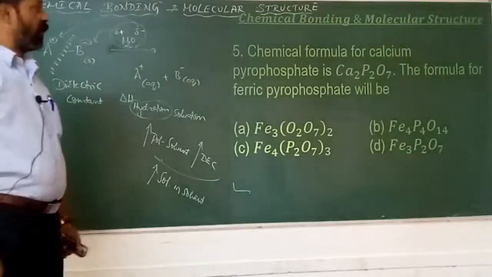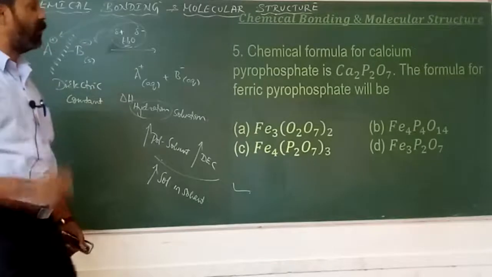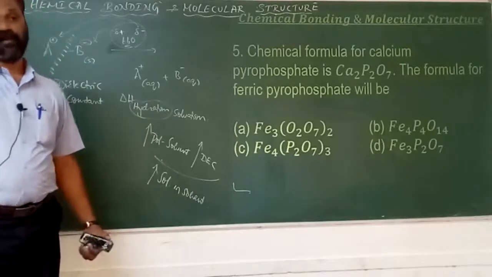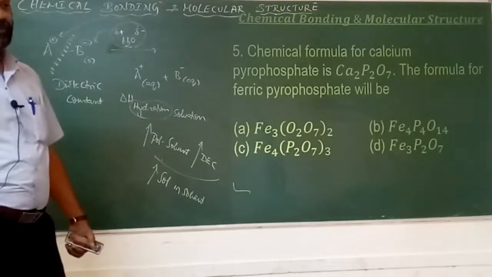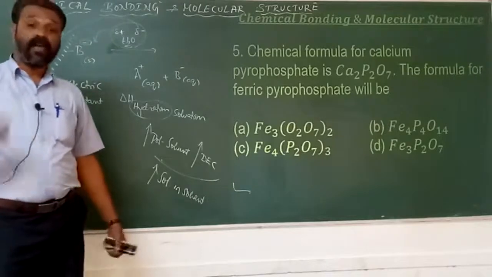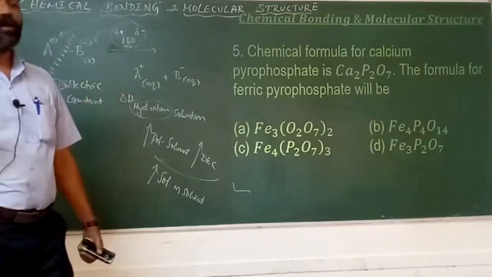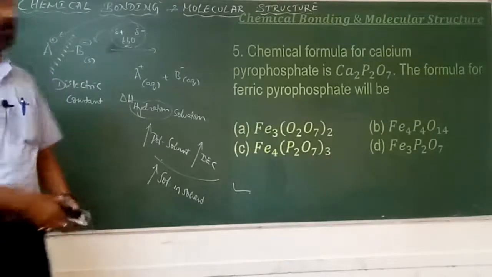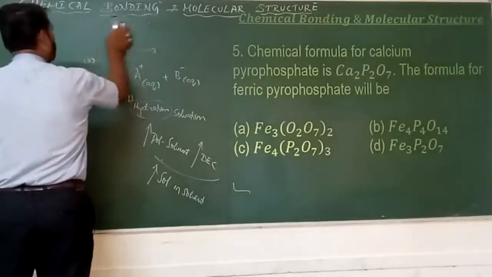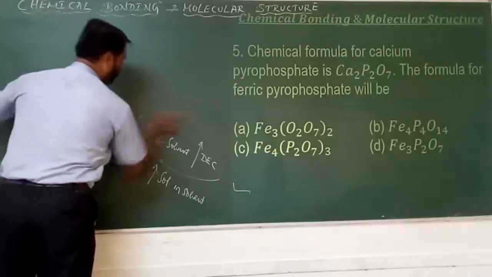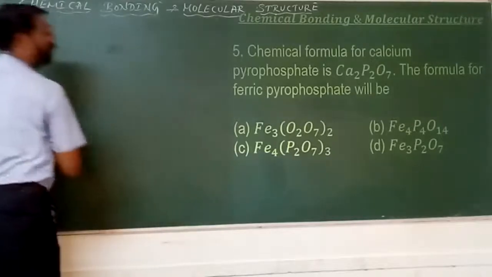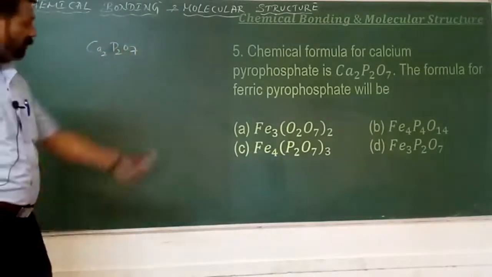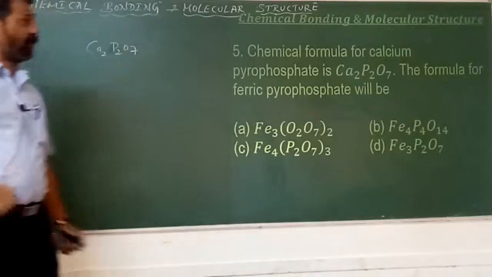Chemical formula for calcium pyrophosphate is Ca2P2O7. Therefore, what is the formula of the ferric pyrophosphate? This is very important. This makes it easier if and only if you know the charges on all the cations and all the anions that we have discussed earlier. Okay? So here, the calcium pyrophosphate formula is given, what is that? Ca2P2O7. Here, we have to write the formula of the ferric pyrophosphate.